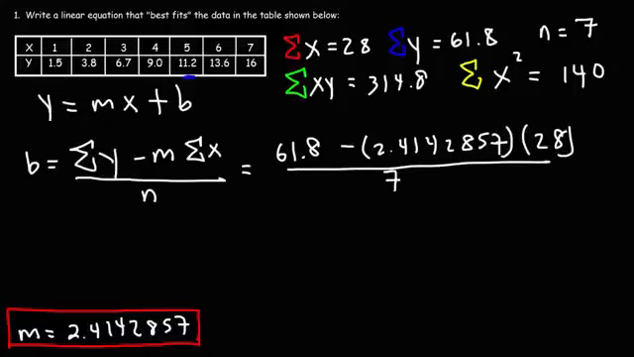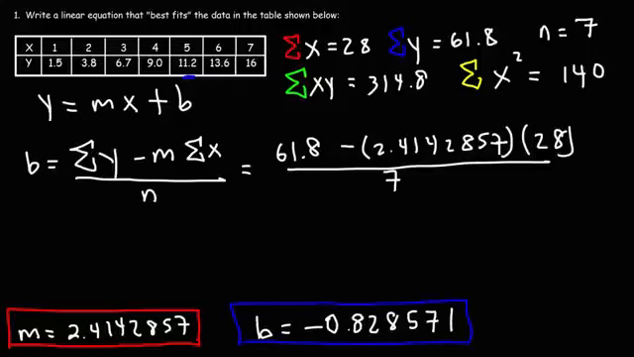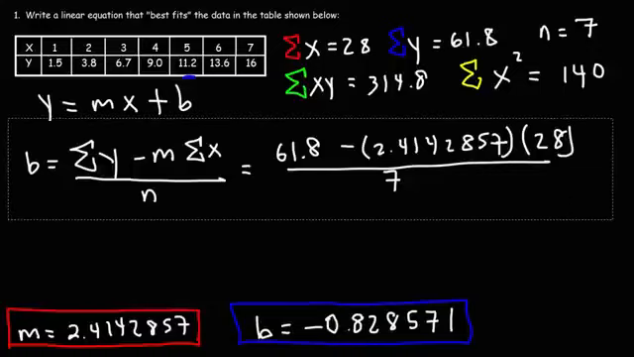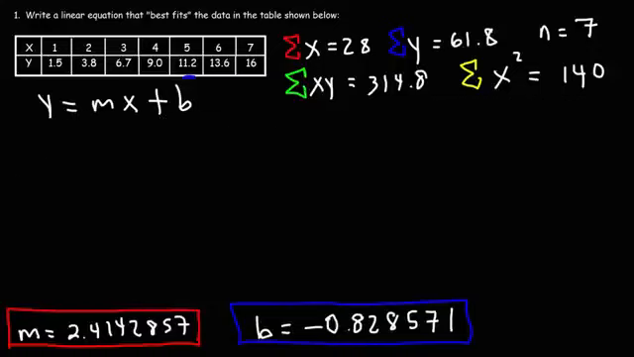So if you plug this in, you should get approximately negative 5.8 on the numerator, divided by 7. This will give you a b value of negative 0.828571. All right, so now let's get rid of this, and we no longer need this information.